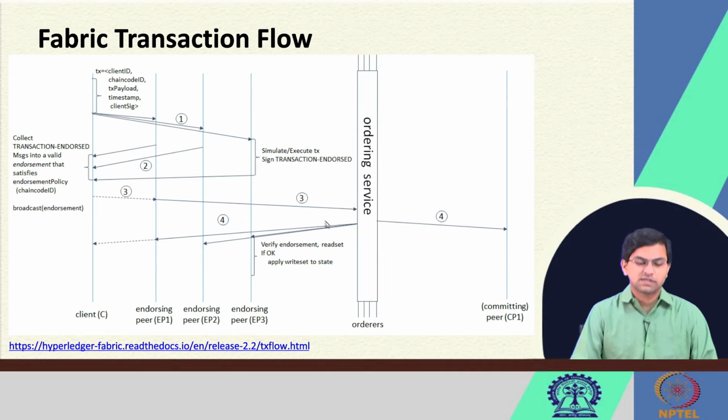The ordering service collects all those transactions, puts them in a block and sends the block back to all the peers. By all the peers, it might be the peers which did not endorse the transaction. Those are committing peers, and there might be peers who also did endorse that particular transaction, the endorsing peers. So, at this point this transaction has been mined in a particular block.